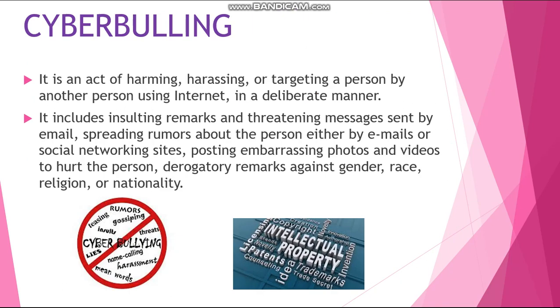Cyberbullying. So another unethical practice is cyberbullying. It is an act of harming, harassing, or targeting a person by another person using the internet in a deliberate manner. It includes inserting remarks and threatening messages sent by email, spreading rumors about the person either by email or social networking sites, posting embarrassing photos and videos to hurt the person, and degrading remarks against gender, race, religion, and nationality.